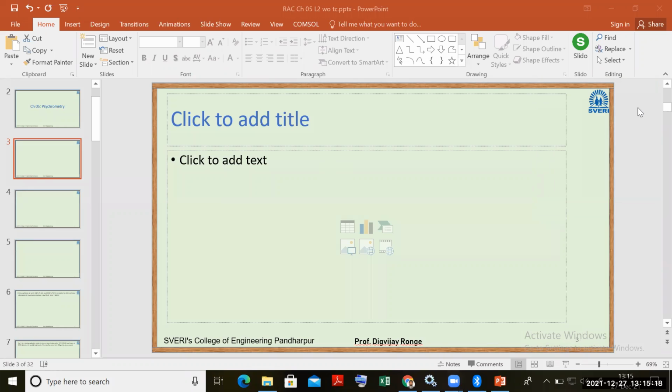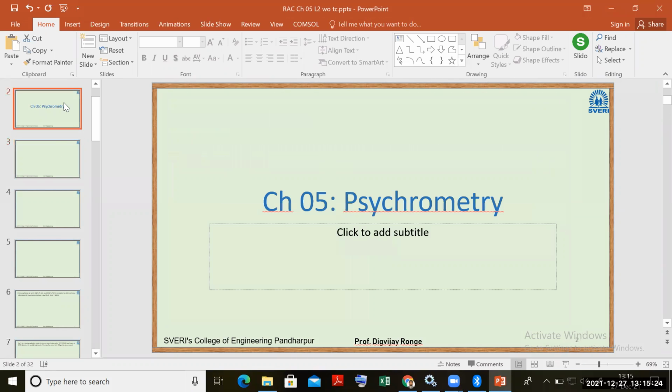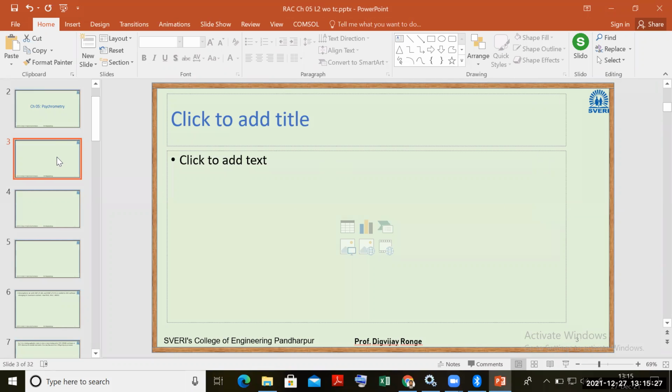Okay, so we are in this chapter of psychrometry. We started in last lecture, right? So first I will see what is this psychrometric chart, right? So in last lecture we have seen about the psychrometric chart, last few lectures, right?